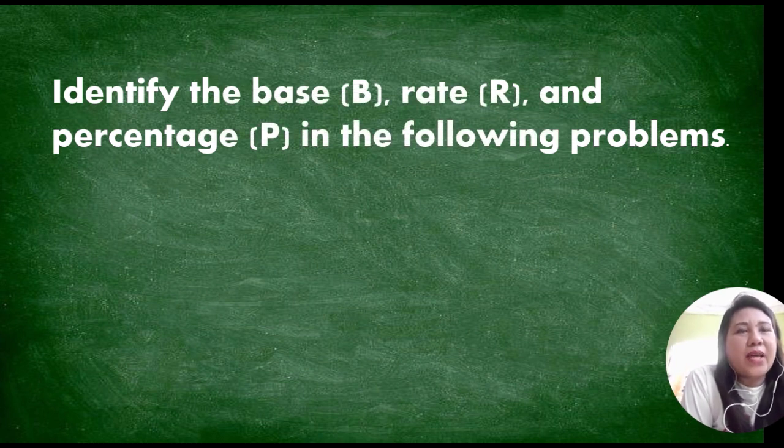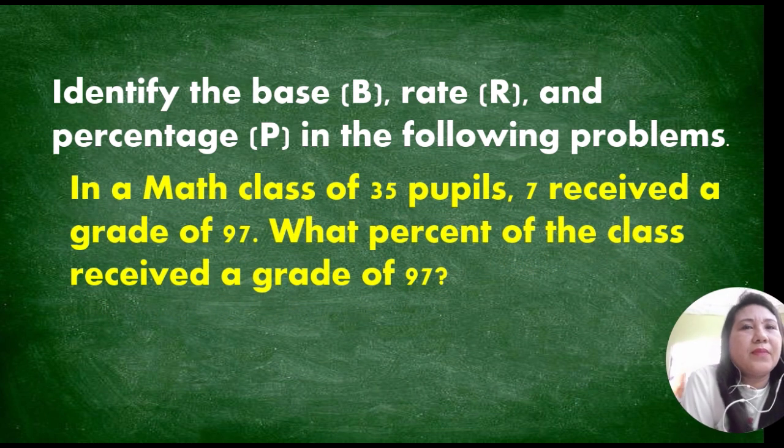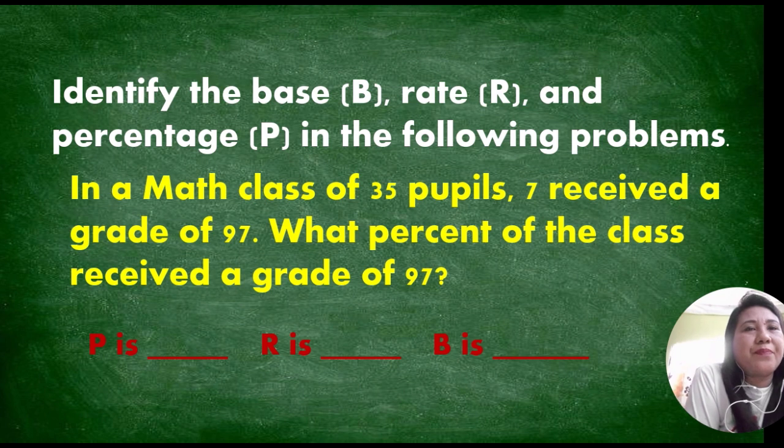Now, let's have a try by identifying the base, the B, the rate, the R, and percentage, your P, in the following problems. In a math class of 35 pupils, 7 received a grade of 97. What percent of the class received a grade of 97? So, what is missing? What is your P? What is your R? And what is your B?